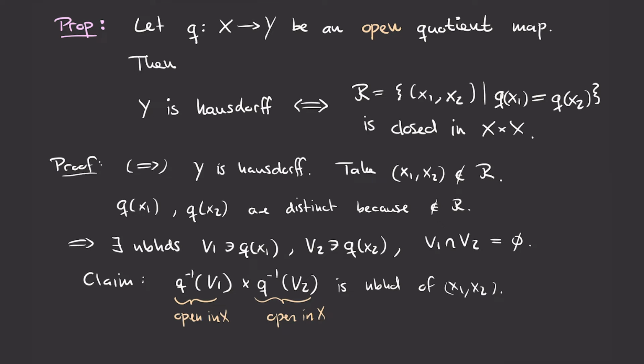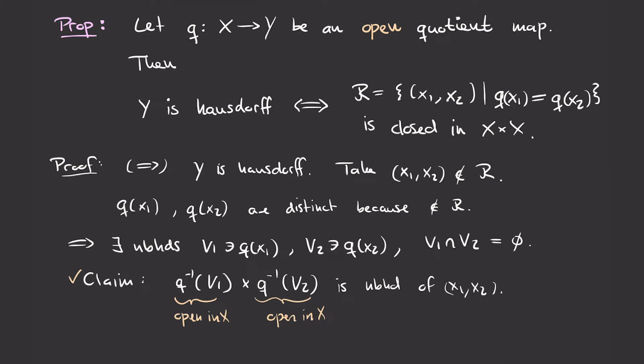The only thing we need to check in addition is that this point x1, x2 is actually contained in this set. And this is the case because Q of x1 is contained in V1 and Q of x2 is contained in V2. So if we take preimages, this means that x1 is contained in the preimage of V1, and x2 is contained in the preimage of V2, just by the definition of what a preimage is. Okay, so we verified this claim.